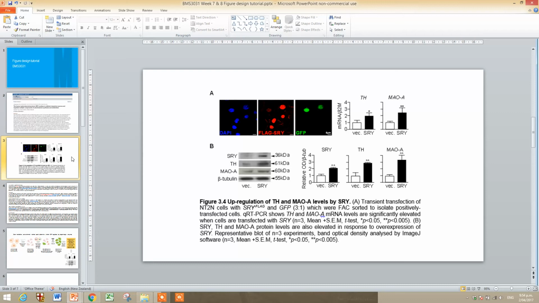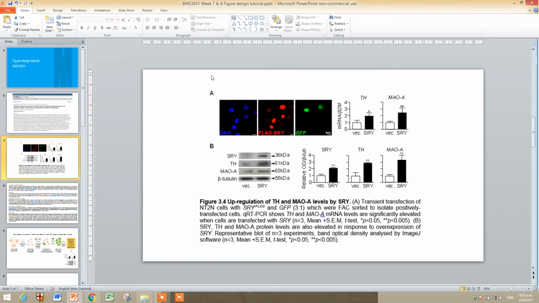So in this case I've chosen a figure which shows that SOI, the male sex determining region on the Y chromosome, transcriptionally regulates two key dopaminergic enzymes, tyrosine hydroxylase and monoamine oxidase A. And that's a key finding in one of my papers. And so to illustrate that in a diagram, it's going to take a few steps. And so I'm going to go through that shortly.